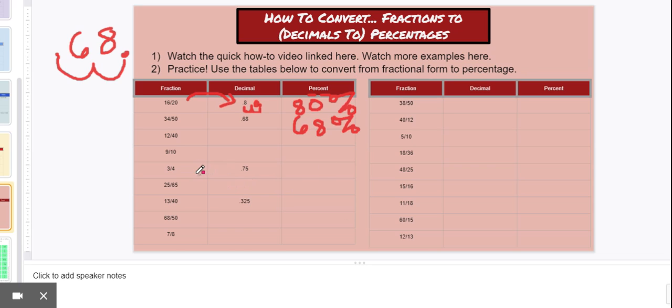Same thing down here. You've already converted 3/4 to a decimal. You know that it's 0.75 or 75 hundredths. You're going to multiply it by 100 and turn it into 75%.